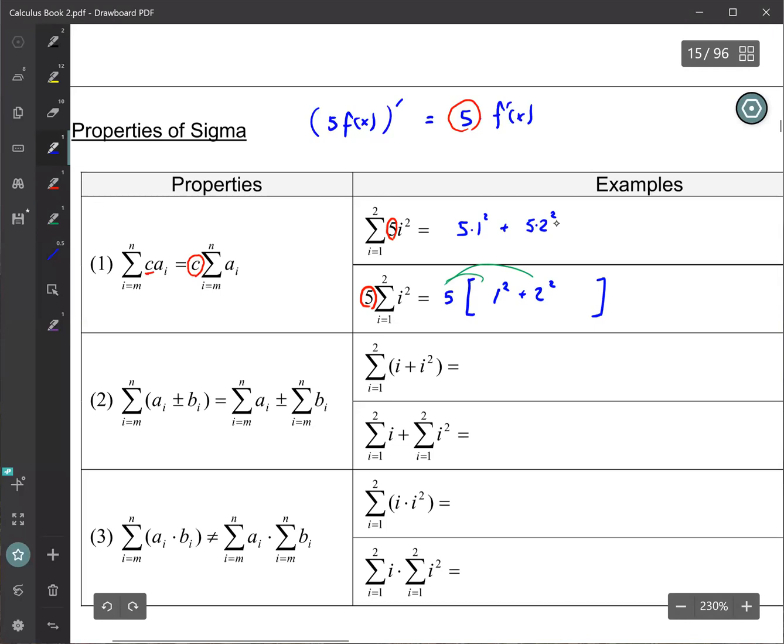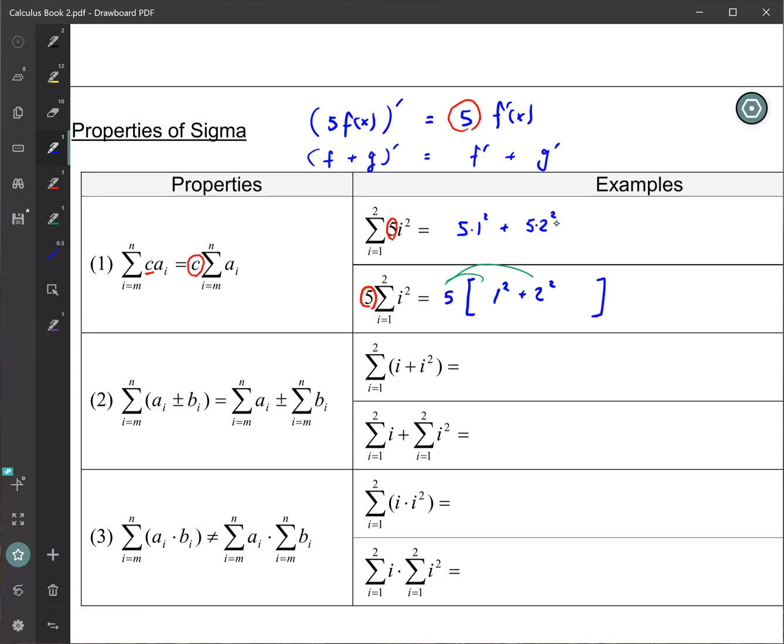Now the next property is saying that with add and subtract, I can split the sigma. Same thing with prime, right? If you remember, if I have f plus g prime, I can prime the first one and prime the second one. You see there's a connection here. So same thing here. The first one is without splitting, the second one is split. So please write out the expanded form again and raise your hand.